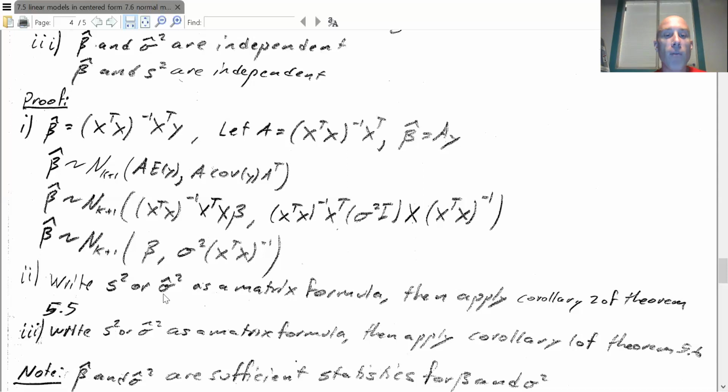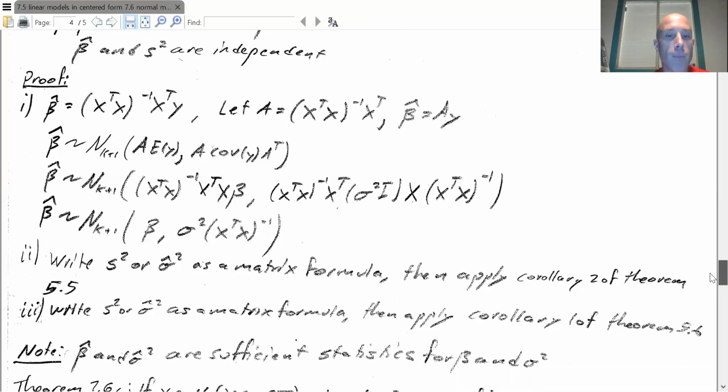Now to get parts 2 and 3 of the formulas, all we have to do is write these in matrix form, and then we apply the corollaries. I didn't do it here because I'm lazy. I should have done it, but I wanted to get this video out, so I skipped it, just so I could get this to you hopefully in a timely manner.